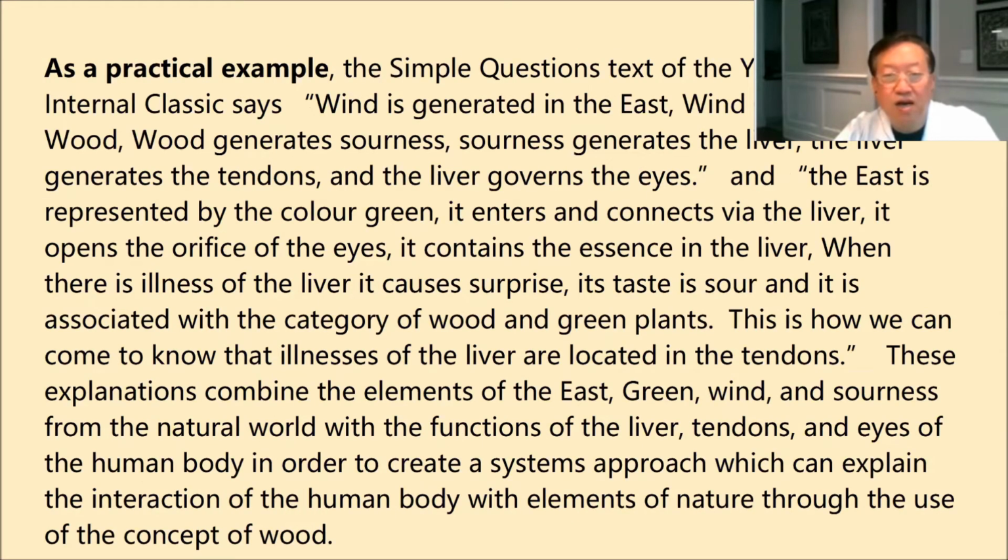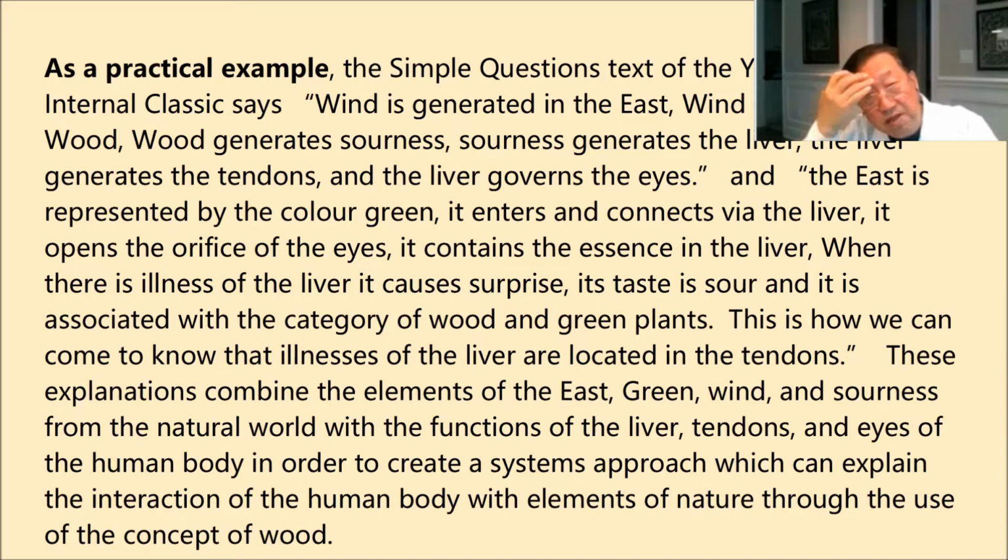As a practical example, the Simple Questions text of the Yellow Emperor Internal Classic says, wind is generated in the east. Wind generates wood. Wood generates sour. Sour generates the liver. The liver generates the tendons, and the liver governs the eyes. The east is represented by the color green. It enters and connects via the liver. It opens the orifice of the eyes. It contains the essence of the liver.